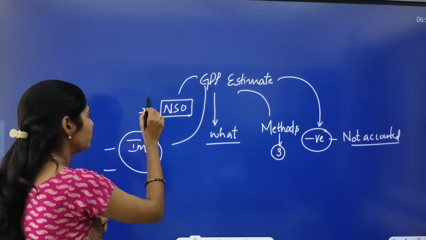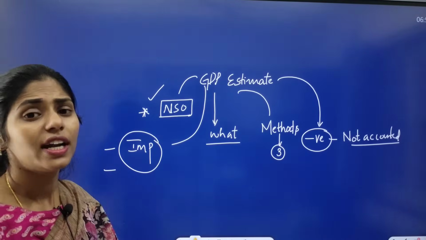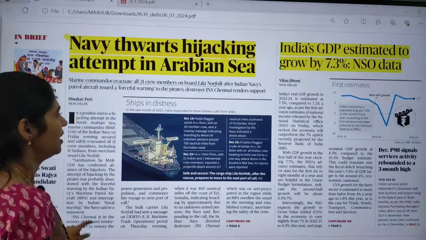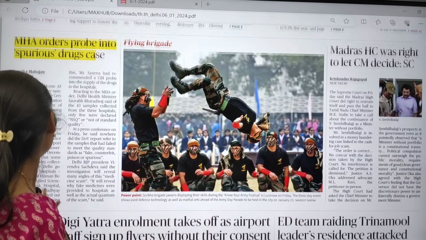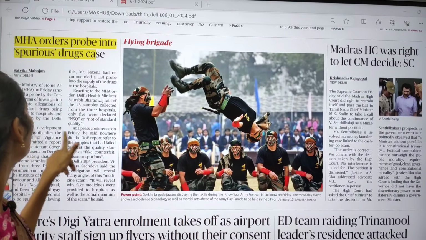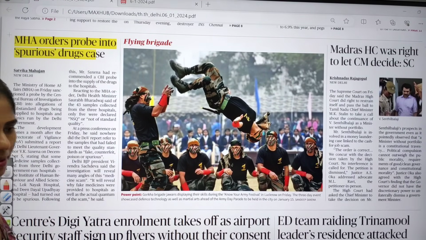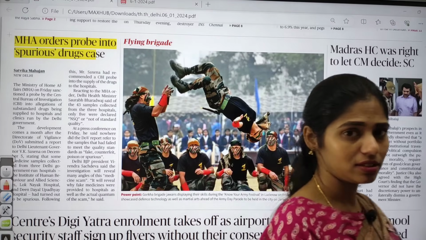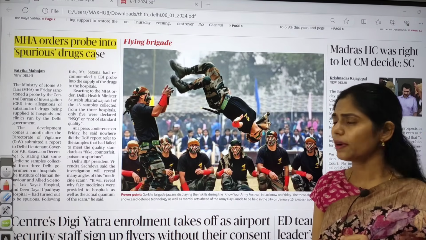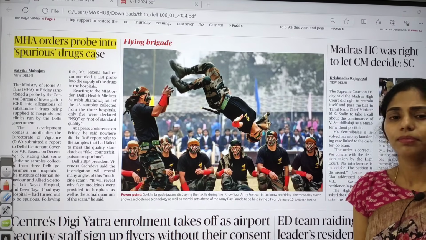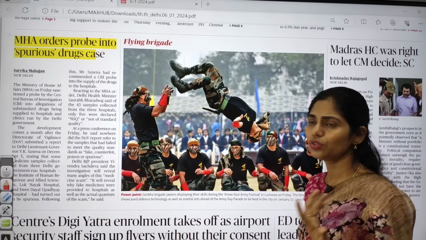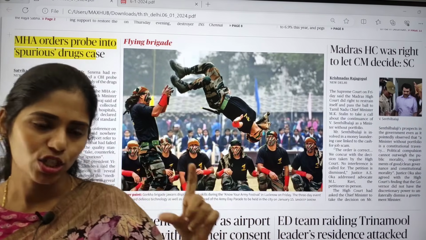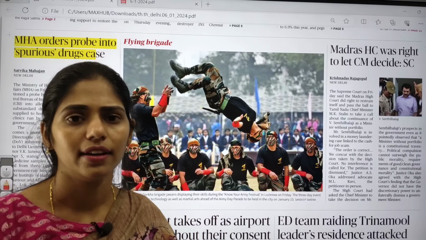And you even have to know some facts regarding this National Statistical Office. Clear? Yes. And the next topic is MHA orders probe into spurious drug case. If you have been following current affairs for at least the last 3-4 months, you might have known about the cough syrup made in India which is causing issues in some African countries. After consuming the cough syrup, many children died.